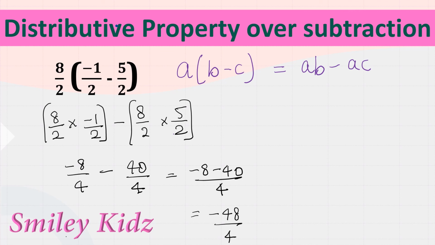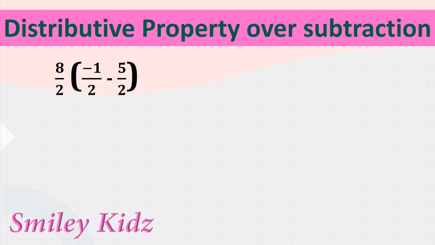We can further simplify this. 4 times 1, 4 times 12, which is equal to minus 12. By solving this, we got the answer as minus 12.